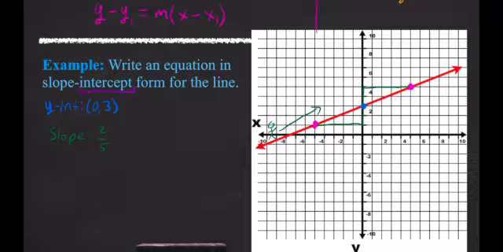So now let's just put in our equation. Remember, y equals our slope times x plus b. Just substitute. So y equals 2/5 x plus our y-intercept, which is 3. And that is our equation in slope-intercept form whenever you're given a graph.